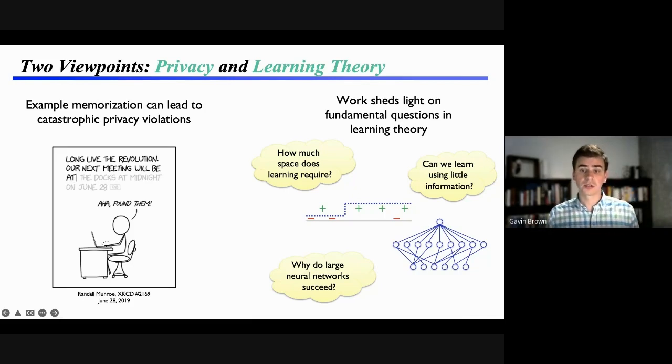Beyond privacy, our work addresses fundamental questions about the theory of machine learning. For instance, we address natural questions in complexity theory about space and information requirements for learning. I'll also talk about how our work gives possible explanations for questions of why large neural networks succeed in practice.